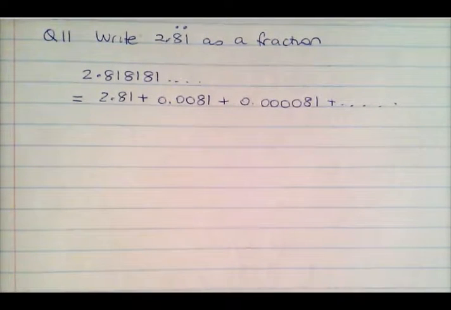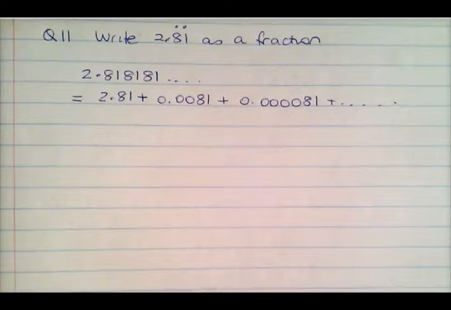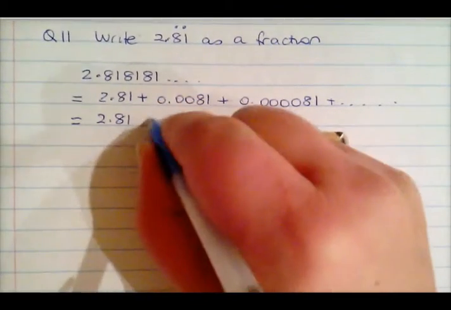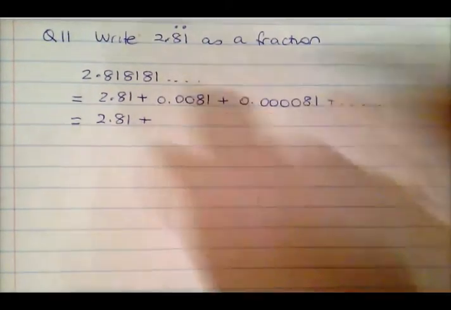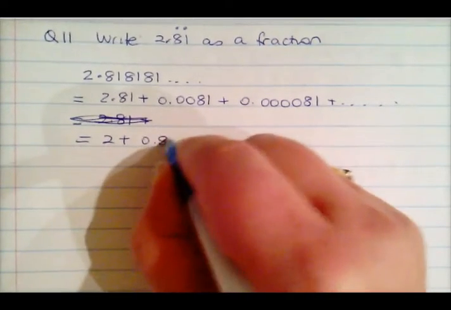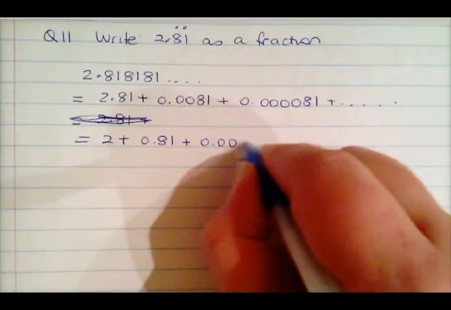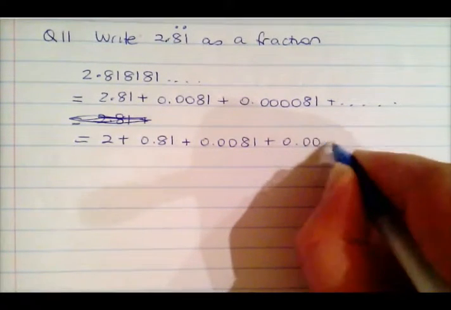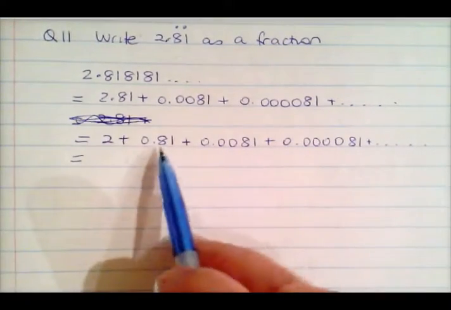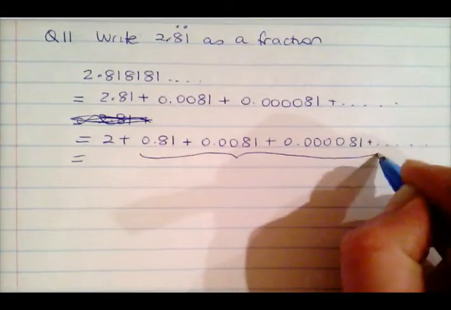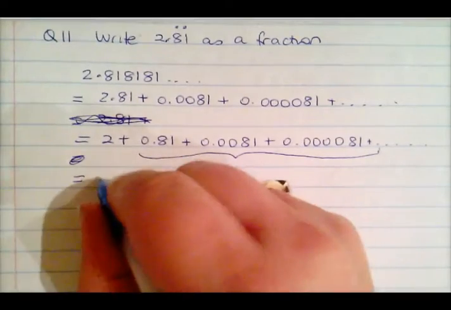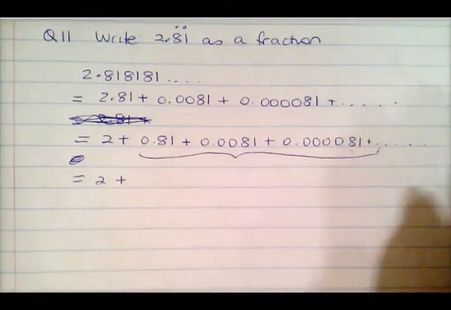Actually, what I'm going to do is even break it up further, so it's 2 plus 0.81 plus 0.0081 plus 0.000081, etc. So what we can see here is that we've got a geometric series there, not including the 2. So therefore it's going to be 2 plus this geometric series here.